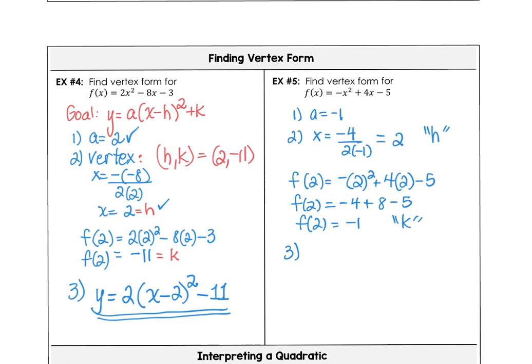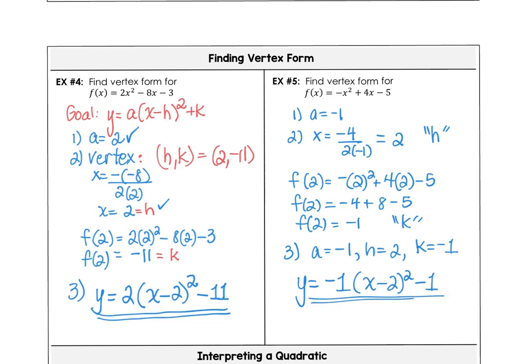So to finish that up, if a is negative 1, and h is positive 2, and k is negative 1, then our equation is negative 1 times x minus 2 quantity squared minus 1, vertex form.